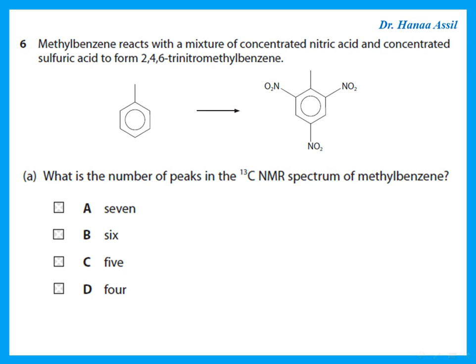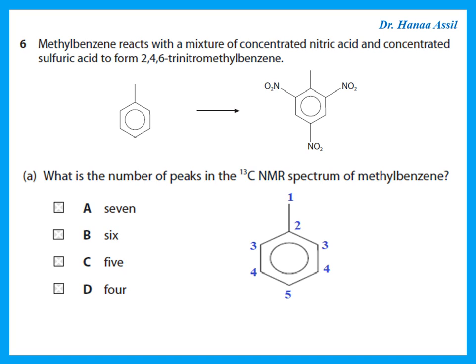Question 6 says methyl benzene reacts with a mixture of concentrated nitric acid and concentrated sulfuric acid to form 2,4,6 trinitromethyl benzene. What is the number of peaks in the carbon-13 NMR of methyl benzene? Let's take a look. How many different carbon environments? And remember, he's talking about methyl benzene, the reactant, not the product.